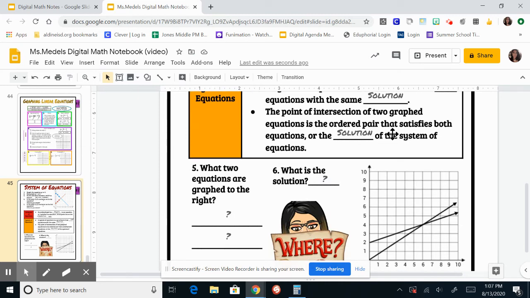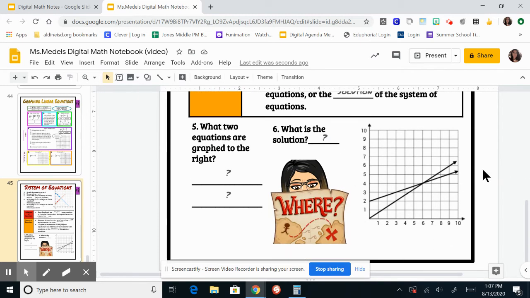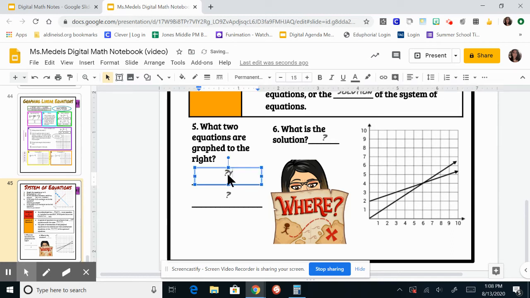So, let's practice. I have two equations here, and this time I'm asking you, what are the equations that are graphed to the right? So, let's take this one. I know I'm starting at 2. So I'm going to get 2 points from here and here. So I went up 1, over 1, 2, 3. So that means that my slope is y equals 1/3 x. And because I'm at that positive 2, I know it's going to be plus 2.